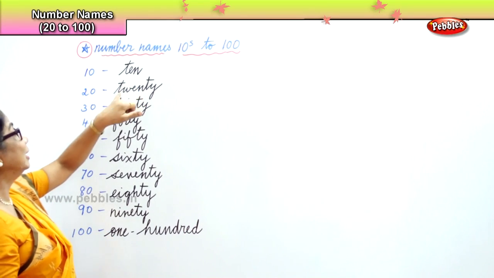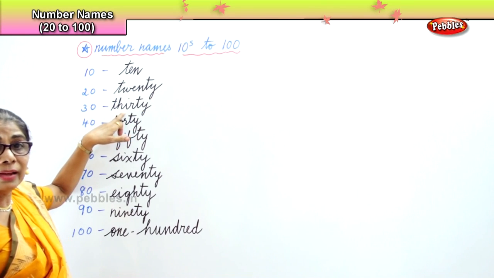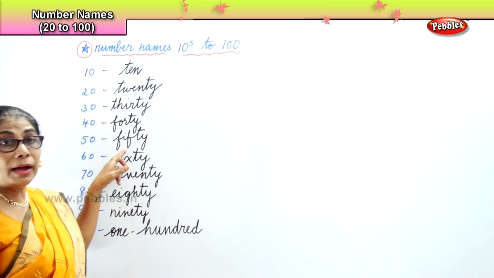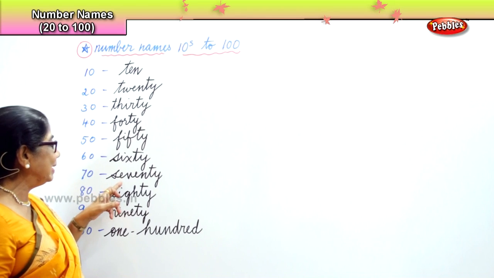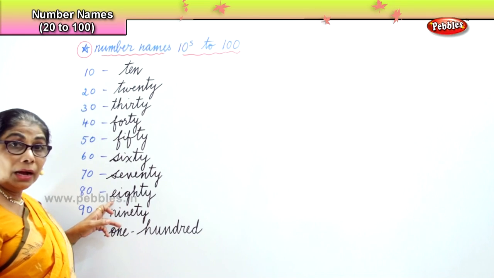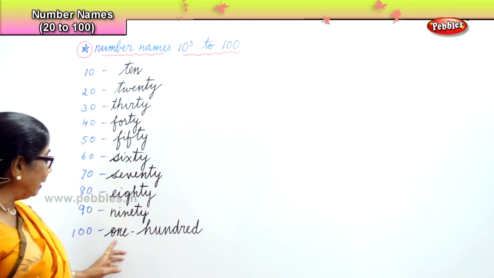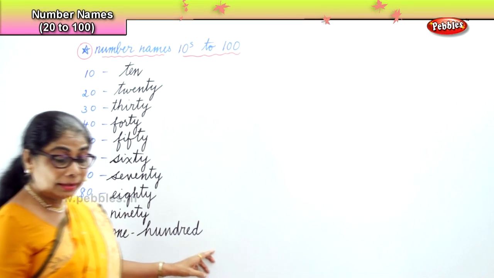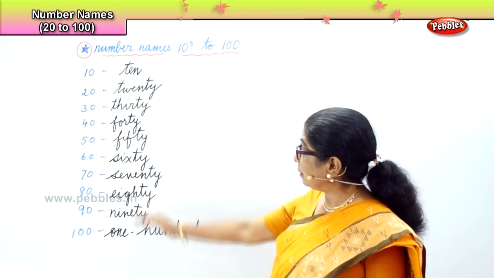10, T-E-N. 20, T-W-E-N-T-Y. 30, T-H-I-R-T-Y. 40, F-O-R-T-Y. 50, F-I-F-T-Y. 60, S-I-X-T-Y. 70, S-E-V-E-N-T-Y. 80, E-I-G-H-T-Y. 90, N-I-N-E-T-Y. And then 100, H-U-N-D-R-E-D. So now we learn to write number names 10 to 100.